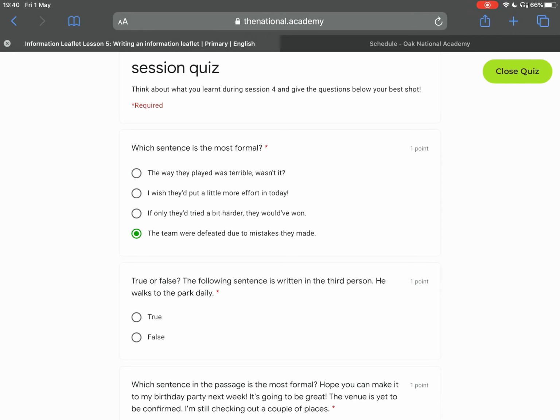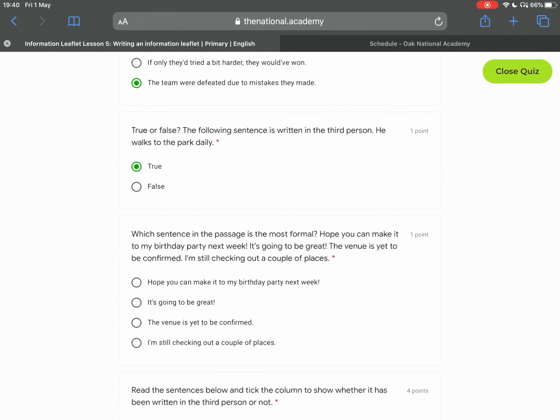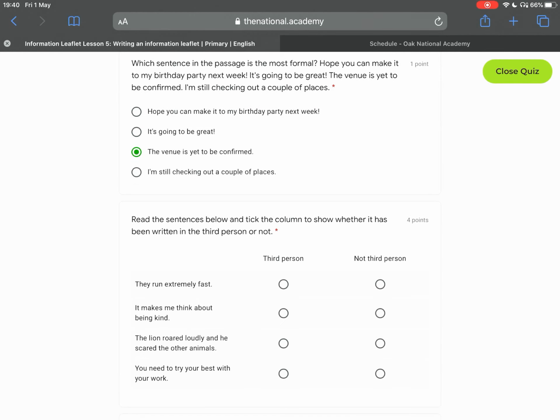True or false, the following sentence is written in the third person. He walks to the park daily. That's true. Which sentence in the passage is most formal? Hope you can make it to my birthday party next week. It's going to be great. The venue is yet to be confirmed. I'm still checking out a couple of places. The answer would be: the venue is yet to be confirmed.